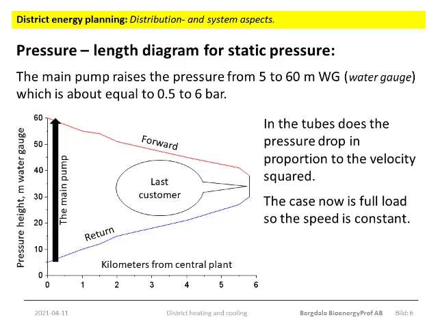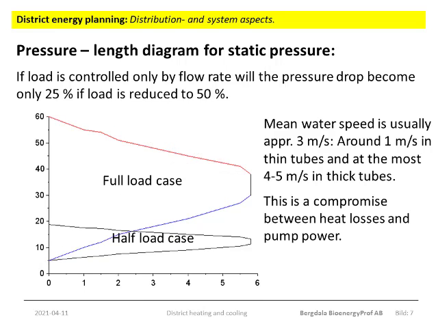So you do this for the full load case, and then you will have a first idea of what the pump must deliver. And you will now remember that the pressure drop is proportional to velocity squared. So if we go to half load only by reducing the flow, then the total pressure drop will be reduced to only 25% of that at full load.